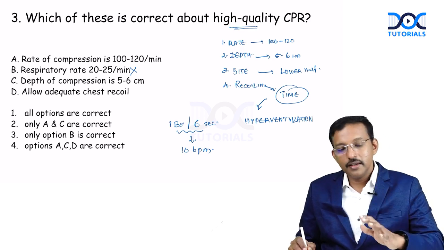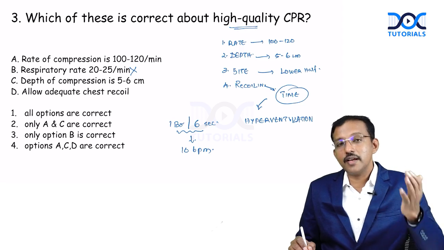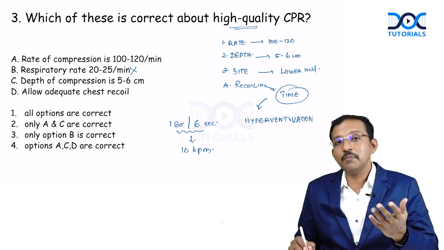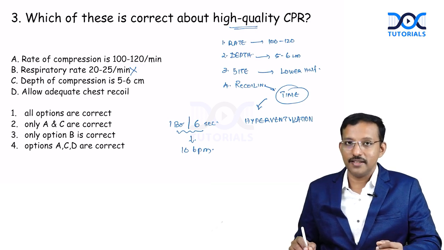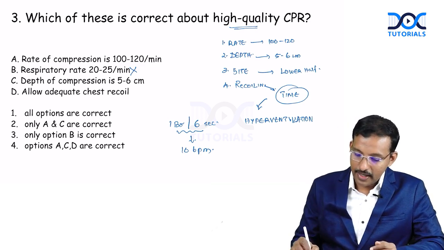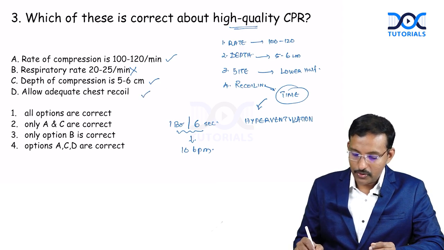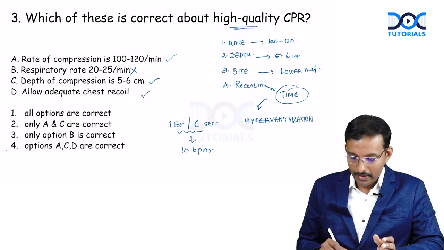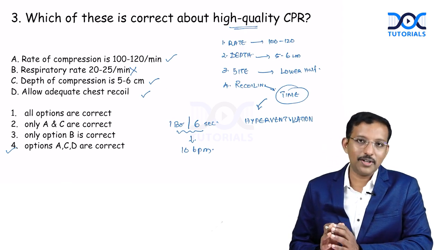When you provide reasonable or optimal ventilation, in turn you are providing better time for recoiling and better venous return. That is how you effectively improve the cardiac output. That is how it contributes to high quality compressions. Okay, so the rate of compression 100 to 120 is correct. Depth of compression 5 to 6 centimeters, okay, and allowing the chest to recoil is also okay. But the respiratory rate has to be kept at 10 breaths per minute. So the answer is A, C and D. This is a very common question. As you all know, most of you would have got it right, isn't it?